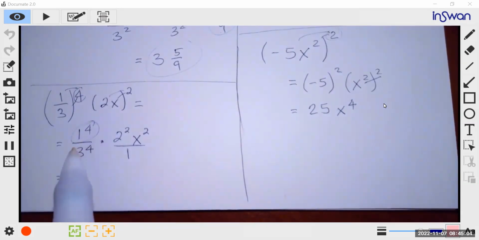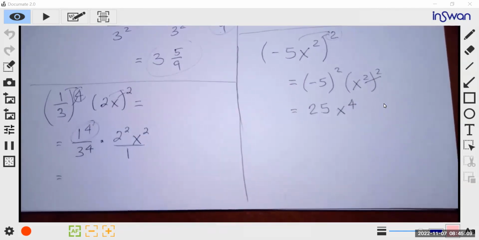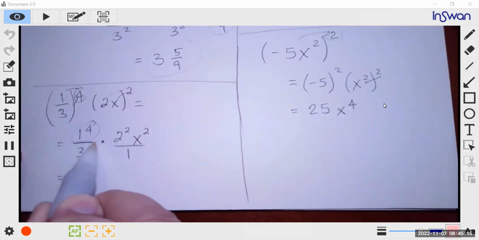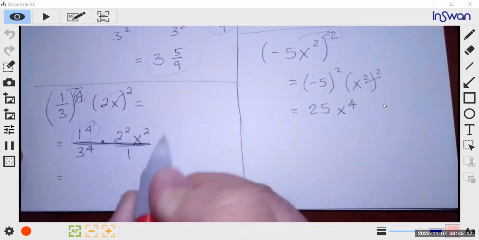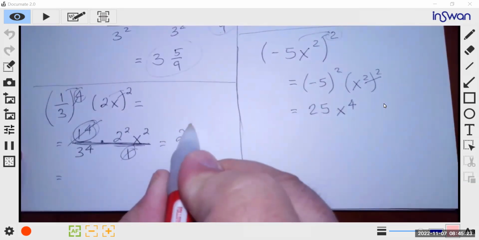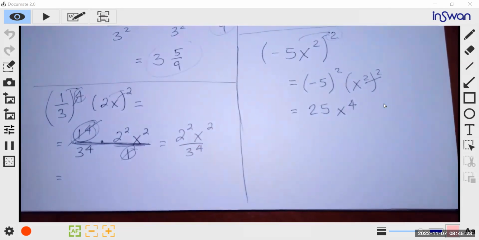1 to the 4th is what? 1. So yeah, 1 to any power, it doesn't matter, it's always going to be 1. So we don't have to worry about that one. Since it's multiplied, and that's a 1, nothing happens to it. So what we really have is this. Since you're multiplying them, it's the same equation, just everything's multiplied to everything. Since nothing cancels, we're good to go.